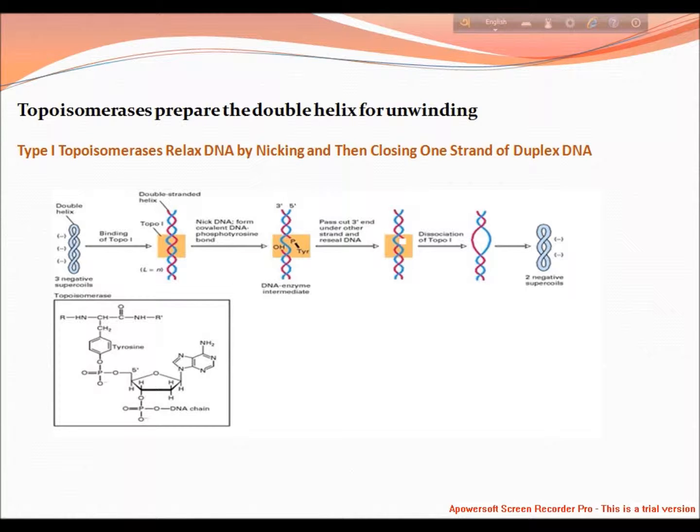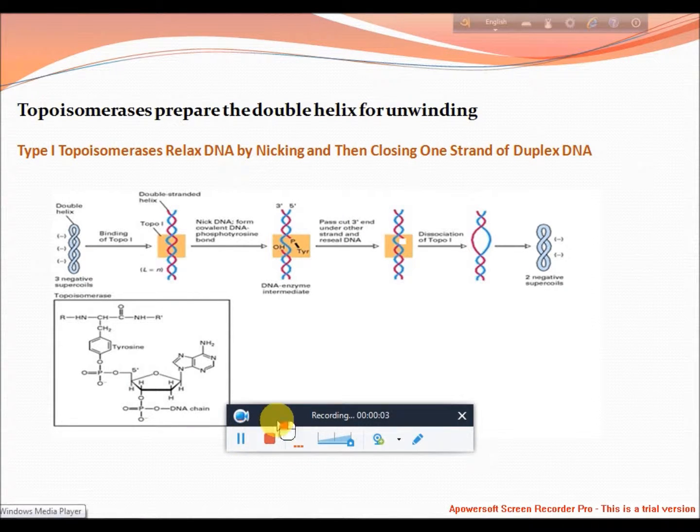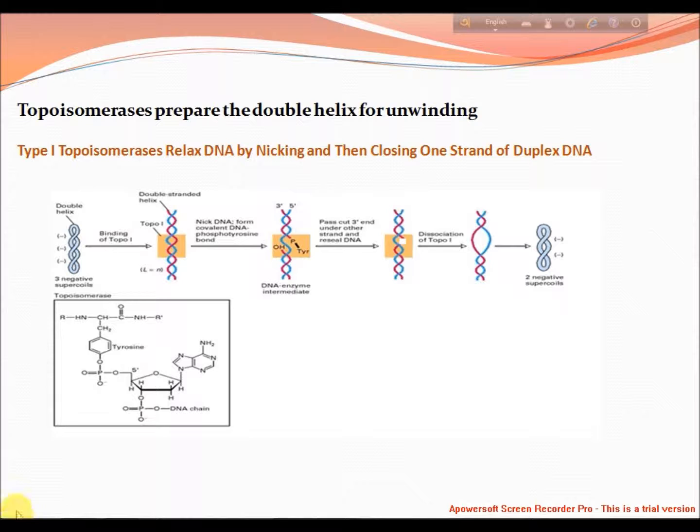First, describing the type 1 topoisomerases: they relax DNA by nicking and then closing one strand of duplex DNA. Topoisomerase 1 comprises 4 domains, which are arranged around a central cavity having a diameter of 20 angstroms, just the correct size to accommodate a double-stranded DNA molecule. This cavity also contains a tyrosine residue, which acts as a nucleophile to cleave the DNA backbone in the course of catalysis.